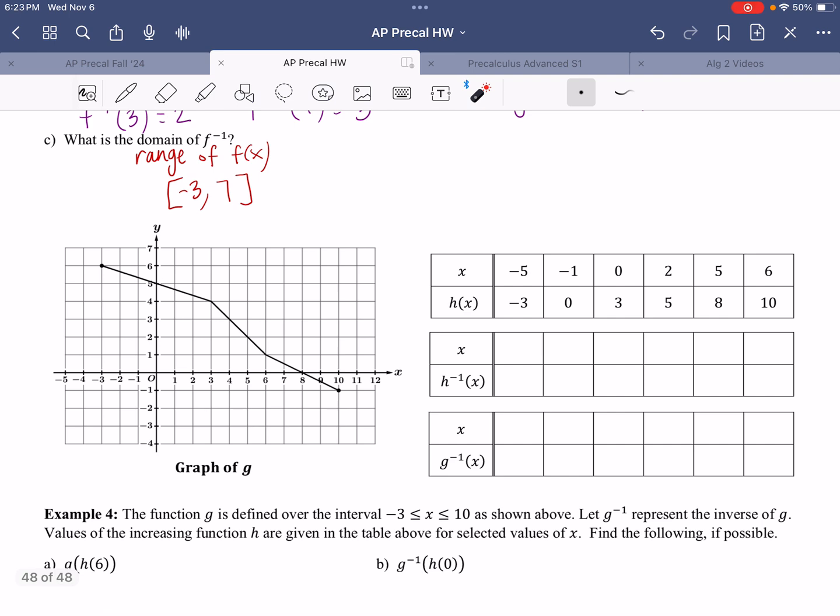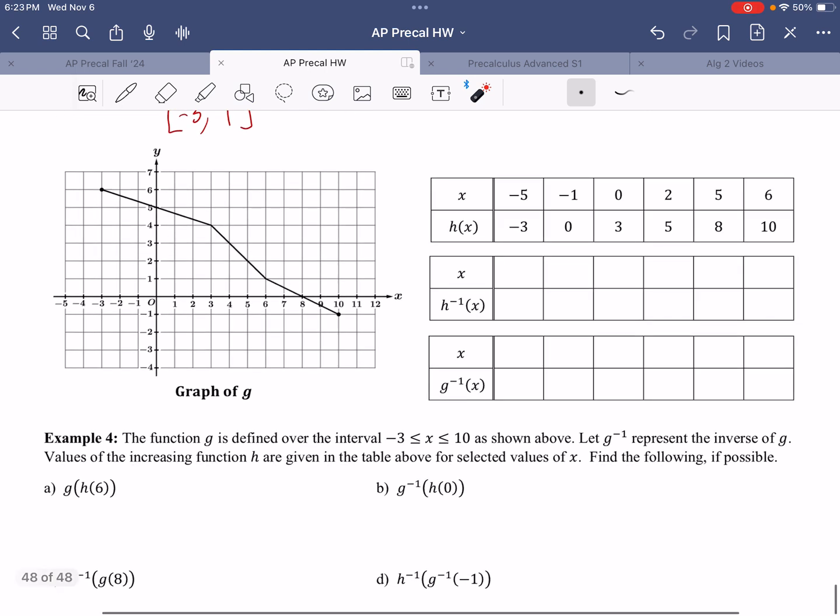Okay, very last question is going to incorporate different functions. We have g, which is a table, I guess, or a graph. Let's just read the problem and see. The function g is defined over the interval where x is between -3 and 10, as shown above. Let g^-1 represent the inverse of g. Values of the increasing function h are given in the table above for selected values of x. Find the following if possible.